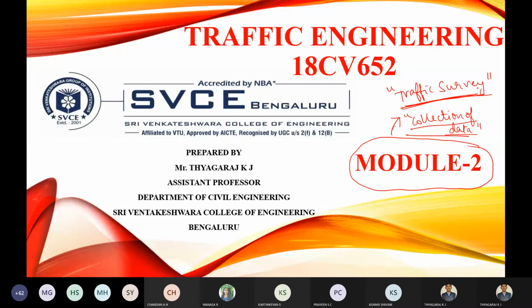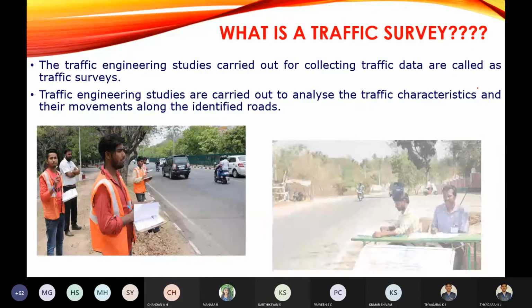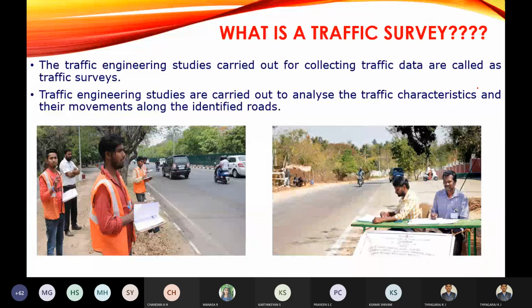Today we are going to see the various types of traffic studies or traffic surveys we conduct, what their objectives are, and what methods are used to represent those data. The first one is what is a traffic survey. You can see in the photo that they are simply standing on the road, collecting data. They will be counting the number of vehicles and the road condition. So, collection of traffic data.